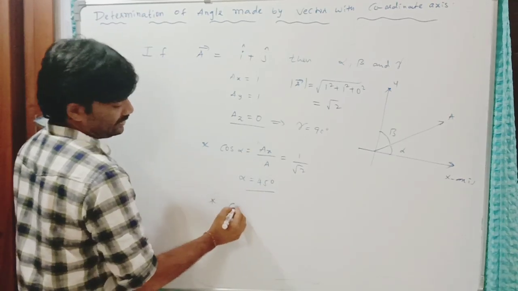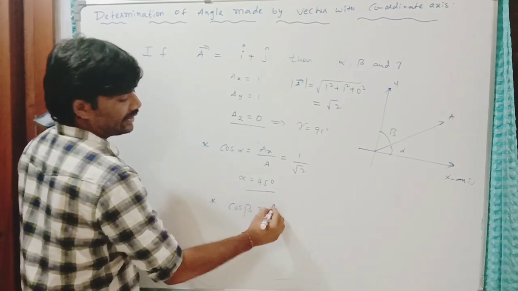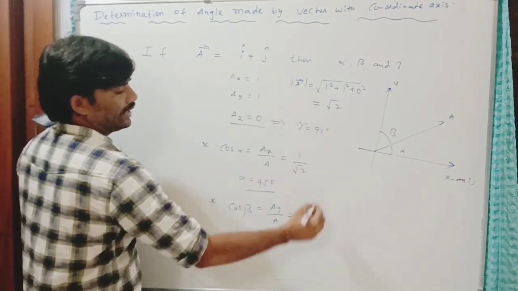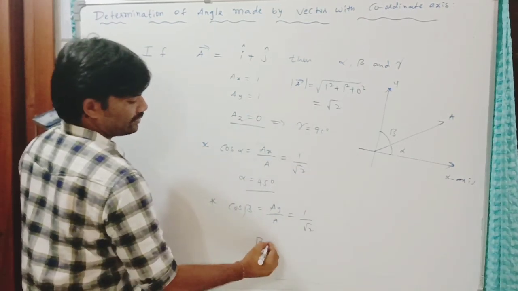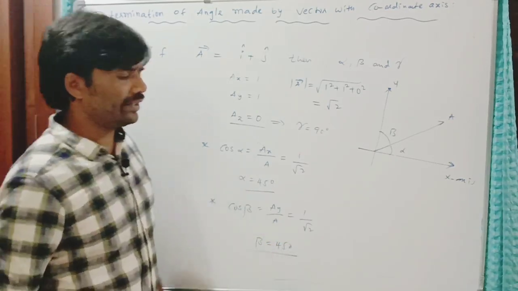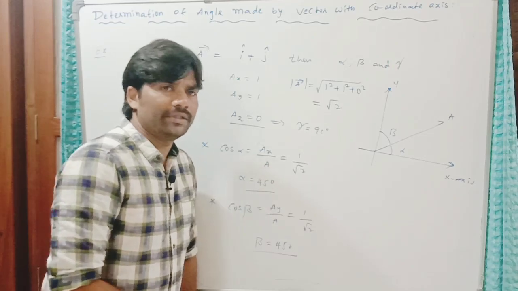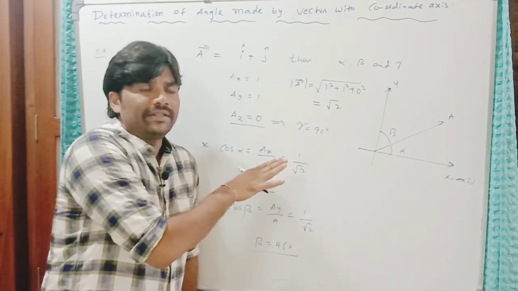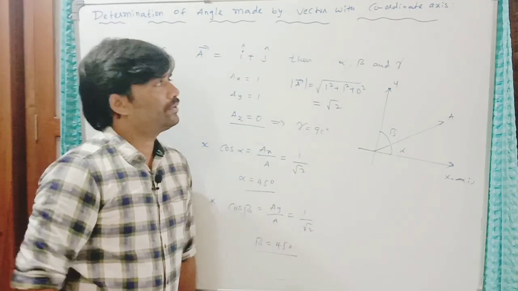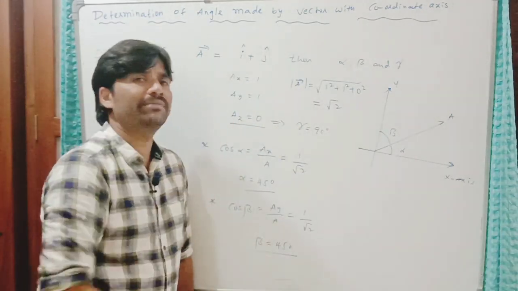Similarly, cos beta is ay by a. Ay is equal to 1. So a is root 2. So beta is also 45. So instead of finding these angles by using formulae, you should estimate the angles by this equation. By observation, you should estimate the angle.